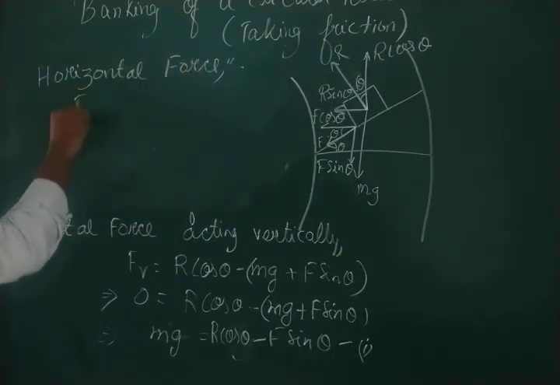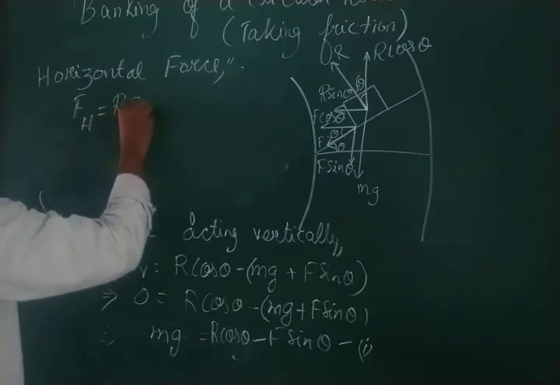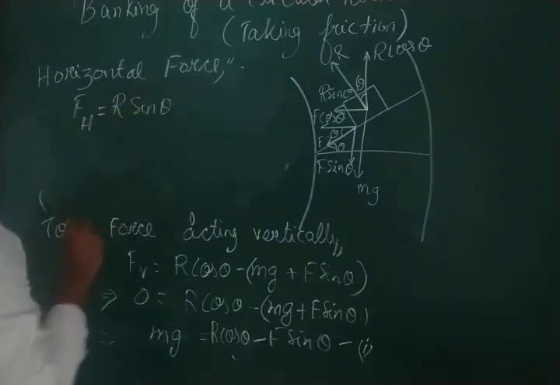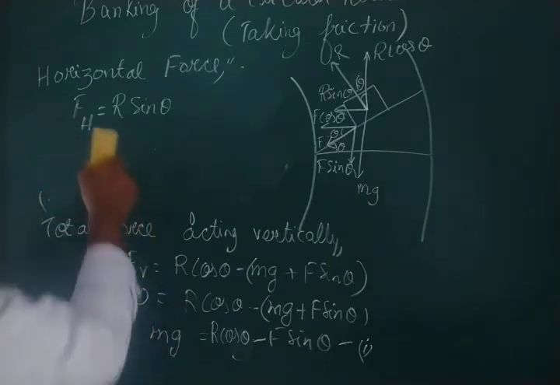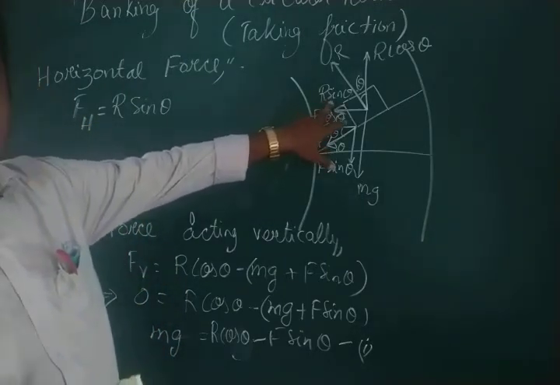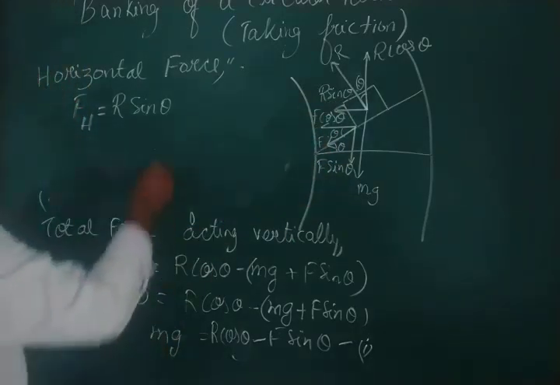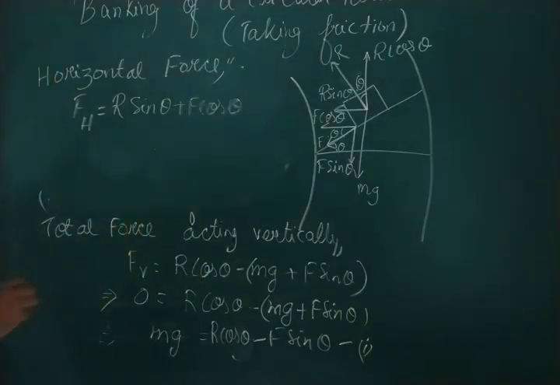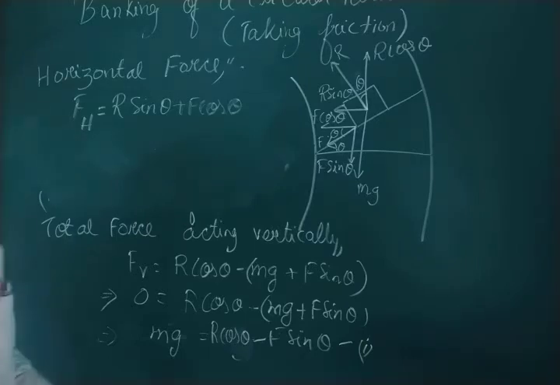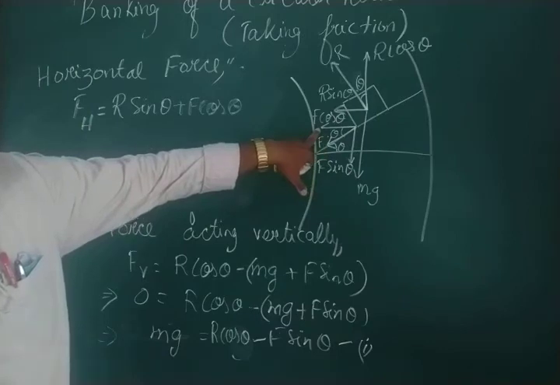So Fh will be equal to r sin theta. Okay, the force along the horizontal. Let me see what the forces are. Yes, one is r sin theta. R sin theta and f cos theta are along the same direction, so they will get added up: r sin theta plus f cos theta. Are there any other forces acting on it? No, there are no other forces acting on it. One is r sin theta plus f cos theta.